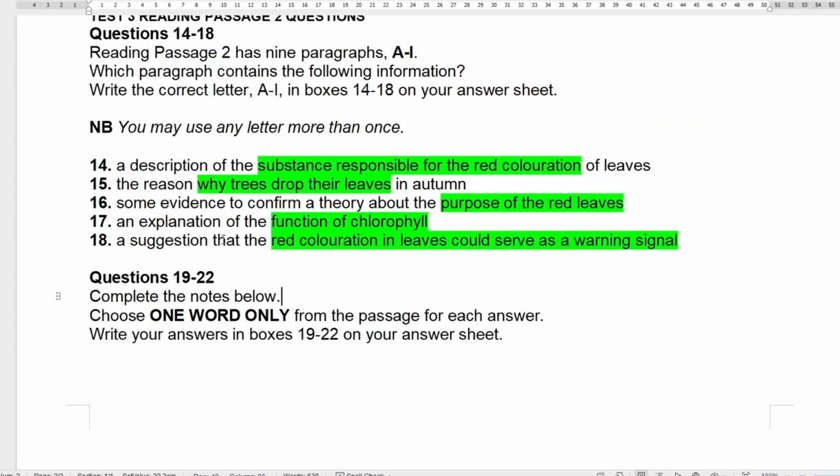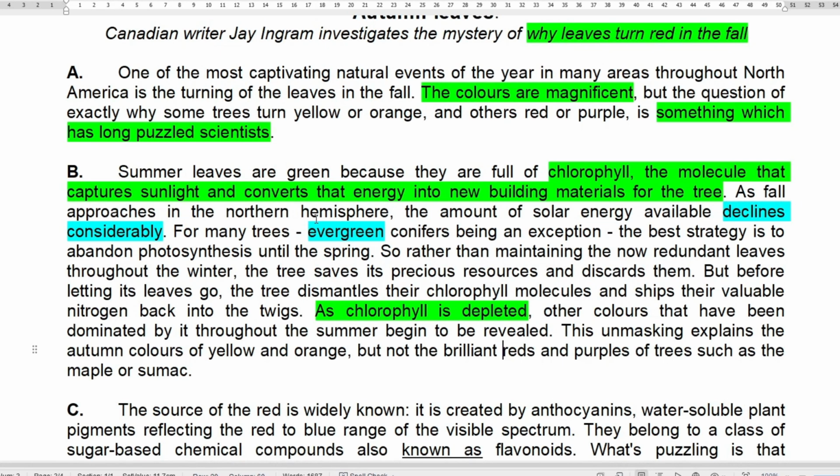So I think that the function of chlorophyll is already explained in paragraph B. Let me remove that, because the function of it means what exactly does chlorophyll do? It's a molecule that converts energy that is taken from the sunlight into the tree. This is the basic explanation.